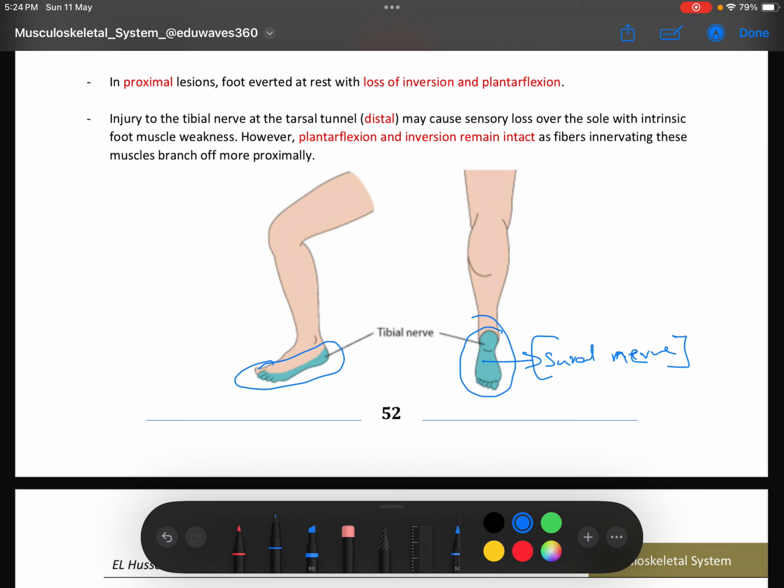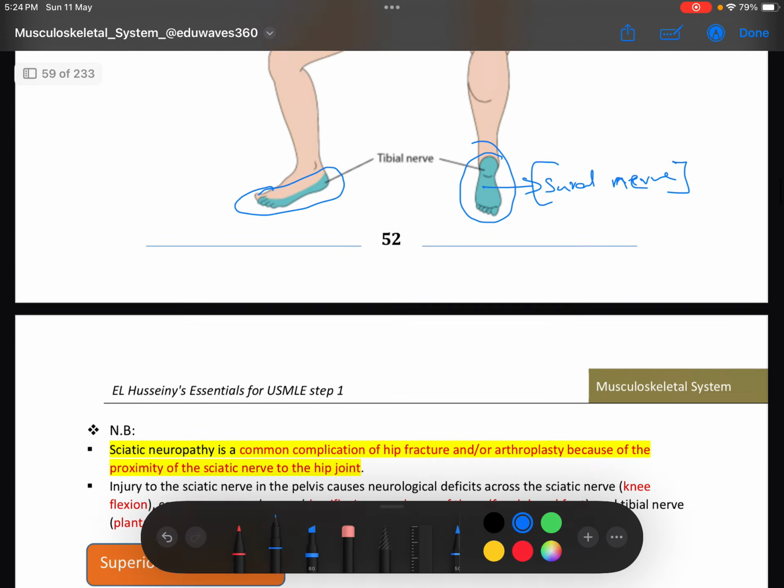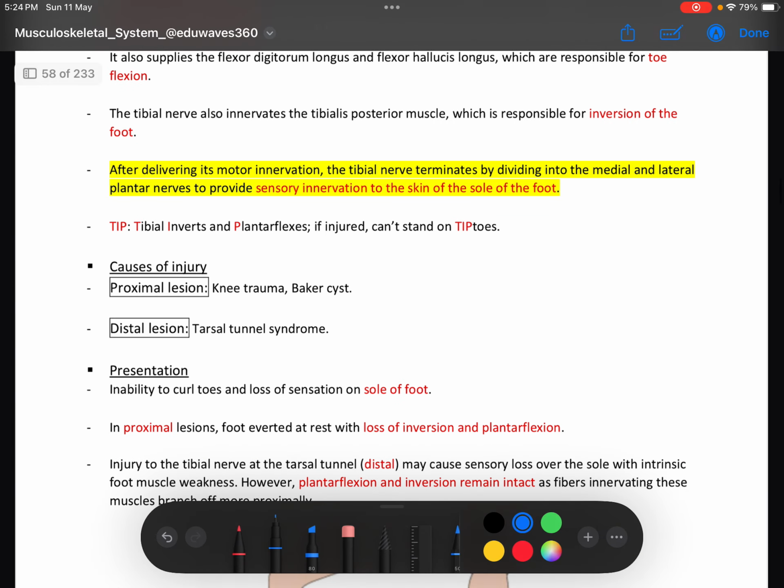Okay, so next one. Now in the tibial nerve, what is the mechanism of how the patient will get injury? In proximal lesions, it is knee trauma or Baker cyst. In distal lesions, we can see tarsal tunnel syndrome. And another thing, it is less frequently injured by other causes; this is the main important thing.